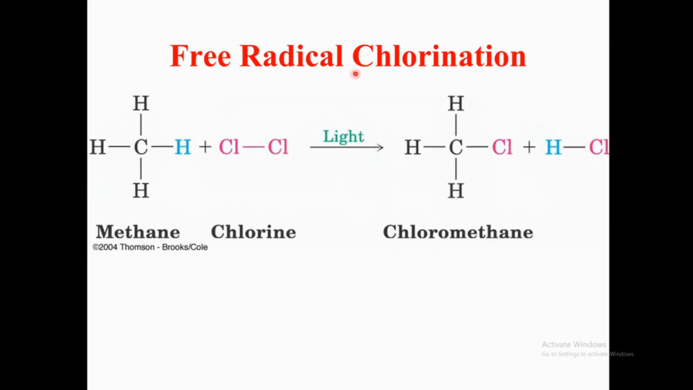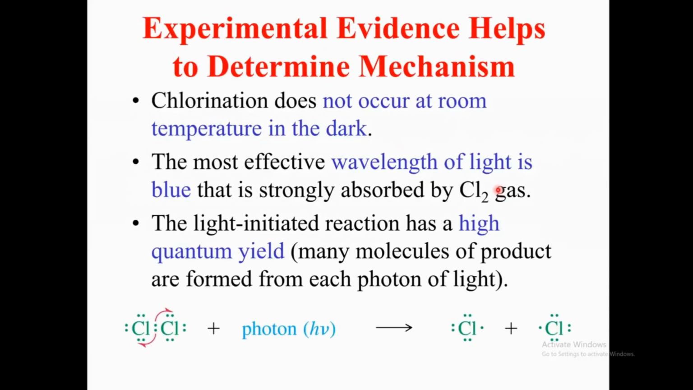Free radical chlorination reaction. So this is methane and this is chlorine. It reacts with light and we get chloromethane as the first product. Experimental evidence helps to determine the mechanism. Chlorination does not occur at room temperature in the dark. The most effective wavelength of light is blue, which is strongly absorbed by Cl2 gas. The light-initiated reaction has a high quantum yield. Many molecules of product are formed from each photon of light.